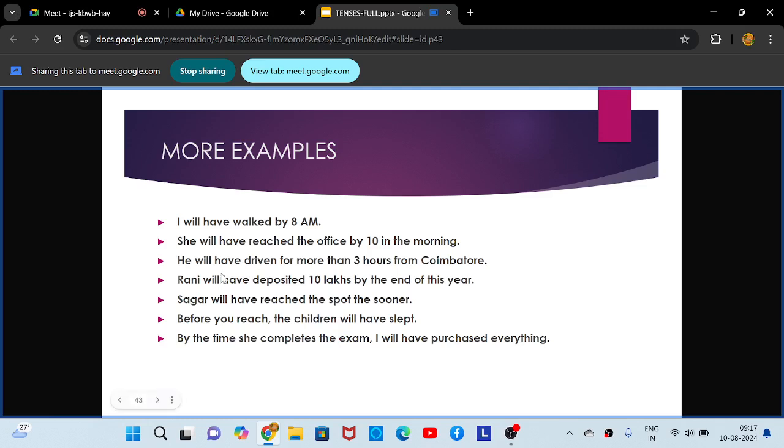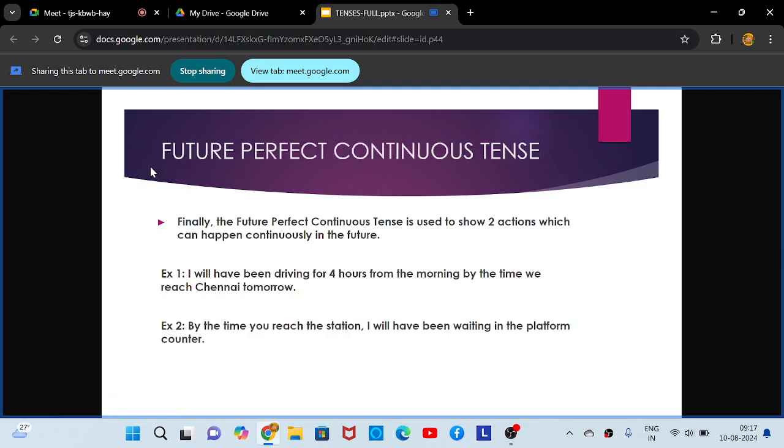Alright, now moving to the last tense, that is future perfect continuous tense. This is a very rarely used tense. You will understand why I am telling you like that when we look at some examples. So finally, the future perfect continuous tense is used to show 2 actions which can happen continuously in the future. So 2 actions are expected to happen in the future continuously. And in such cases, we can use future perfect continuous tense.